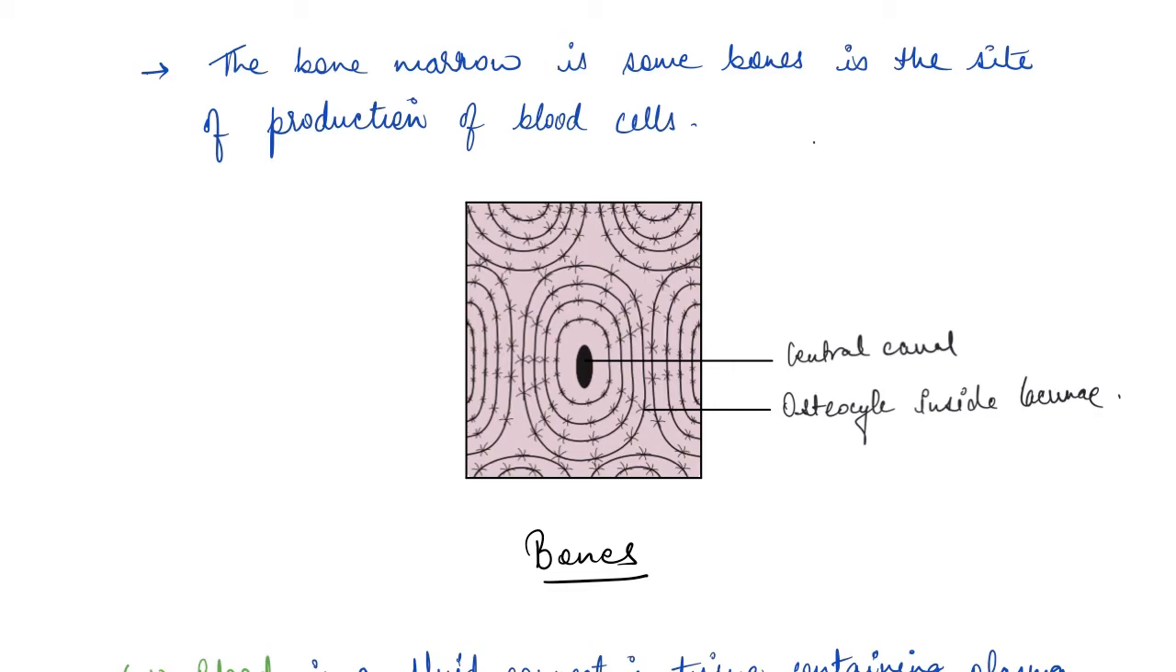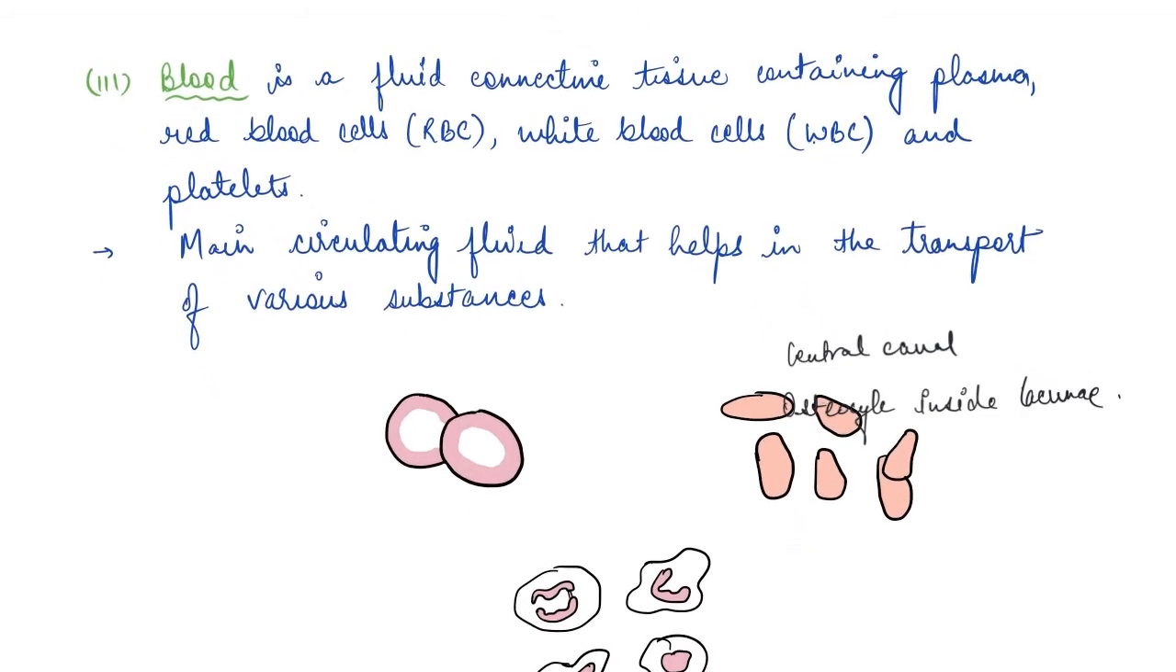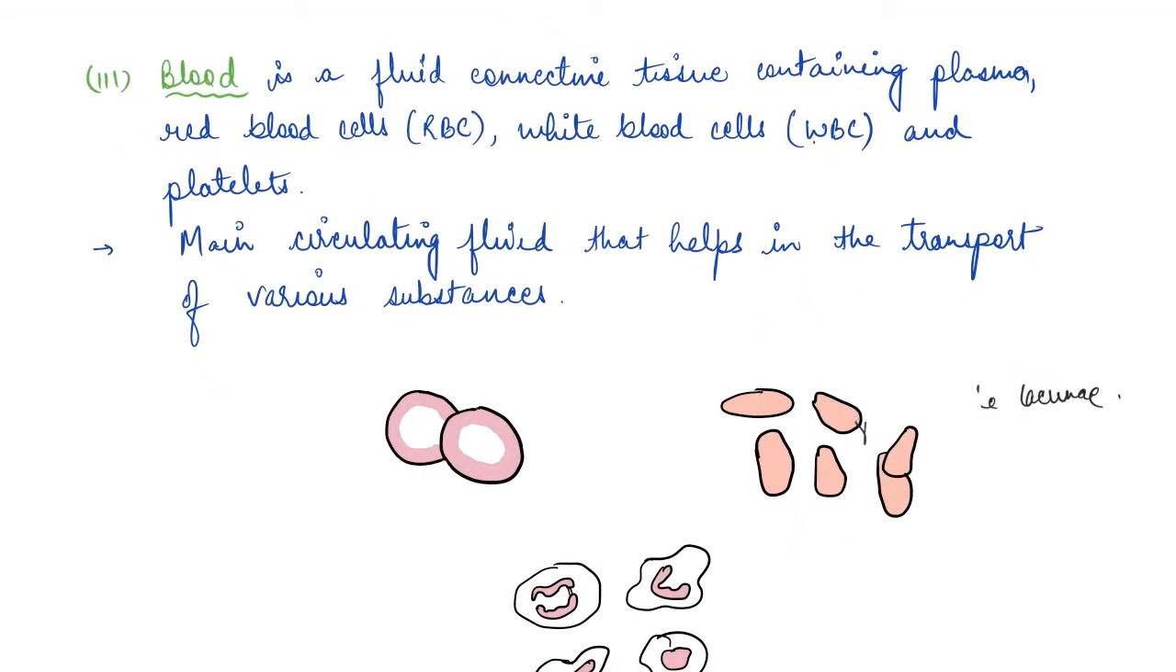Now the very last type of tissue that we have to study is blood. Guys, again, we'll study all these structures in detail in later chapters. Here we are just giving an introduction to different kinds of connective tissues. So blood is very different from the other types of connective tissues because it is a fluid. It is a fluid connective tissue containing plasma, red blood cells, white blood cells, and platelets.